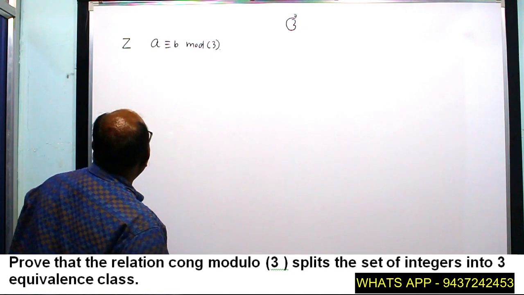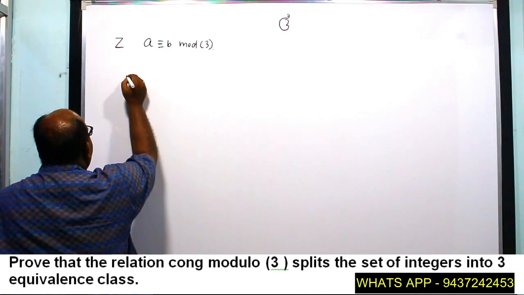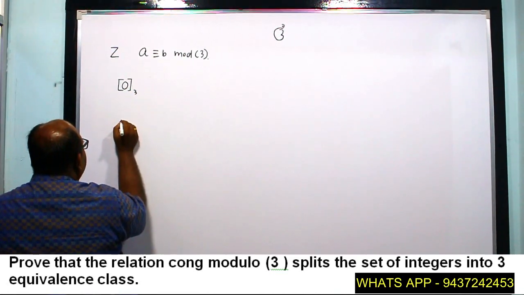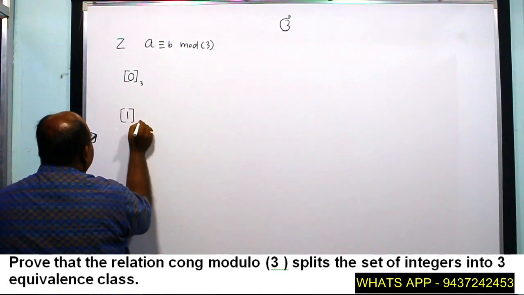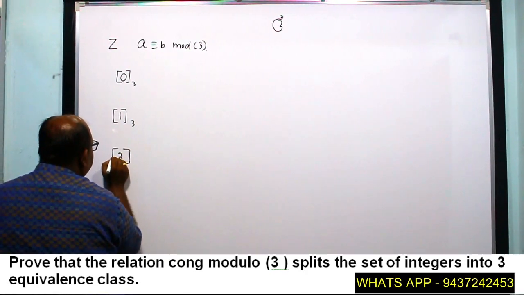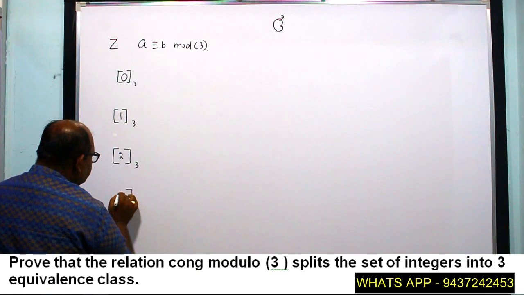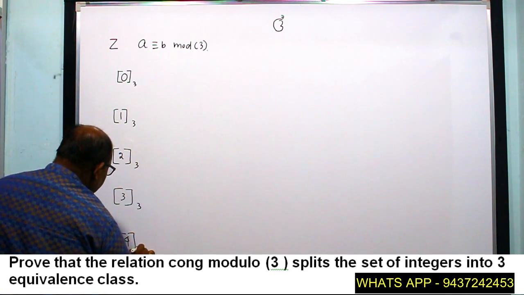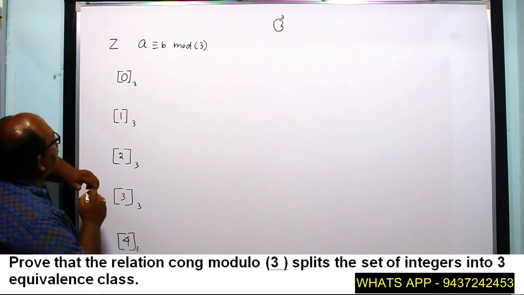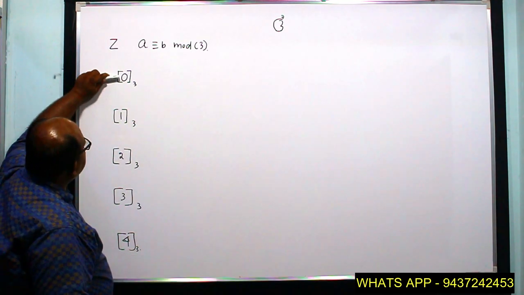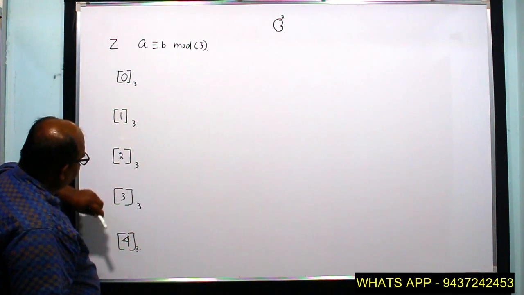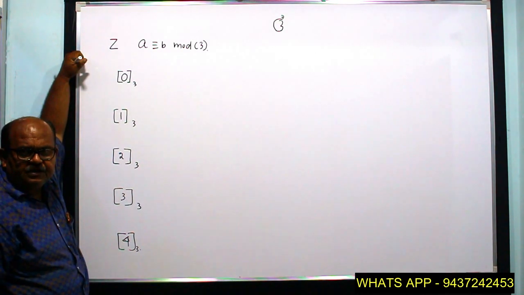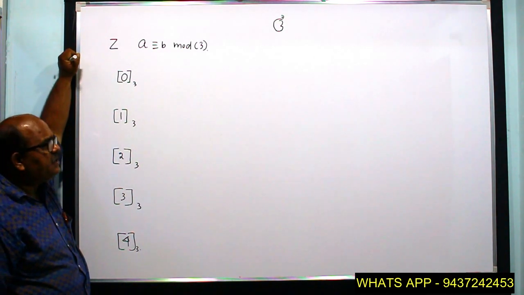Okay, so look, we will find the equivalence class of 0 for this relation, of 1 for this relation, of 2 for this relation. We can find the equivalence class of 3 for this relation, and of 4 for this relation. The conclusion is we can find the equivalence class for 0, 1, 2, 3, 4, any integer. We can find the equivalence class for any integer, isn't it? Did you understand? We can find the equivalence class of any integer.